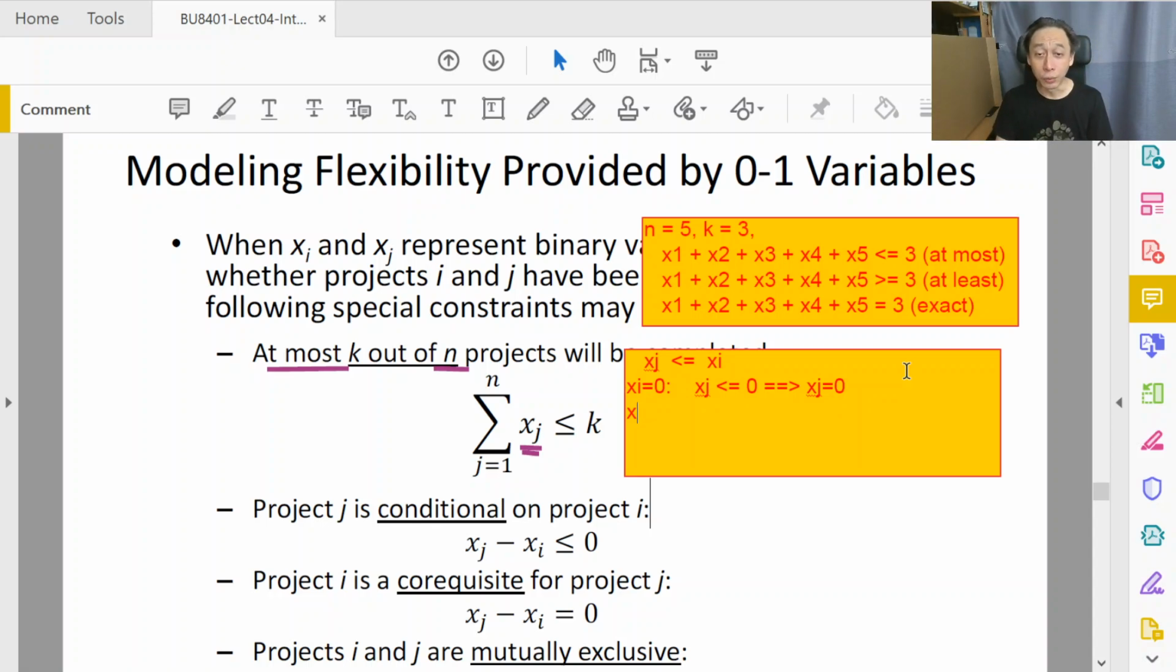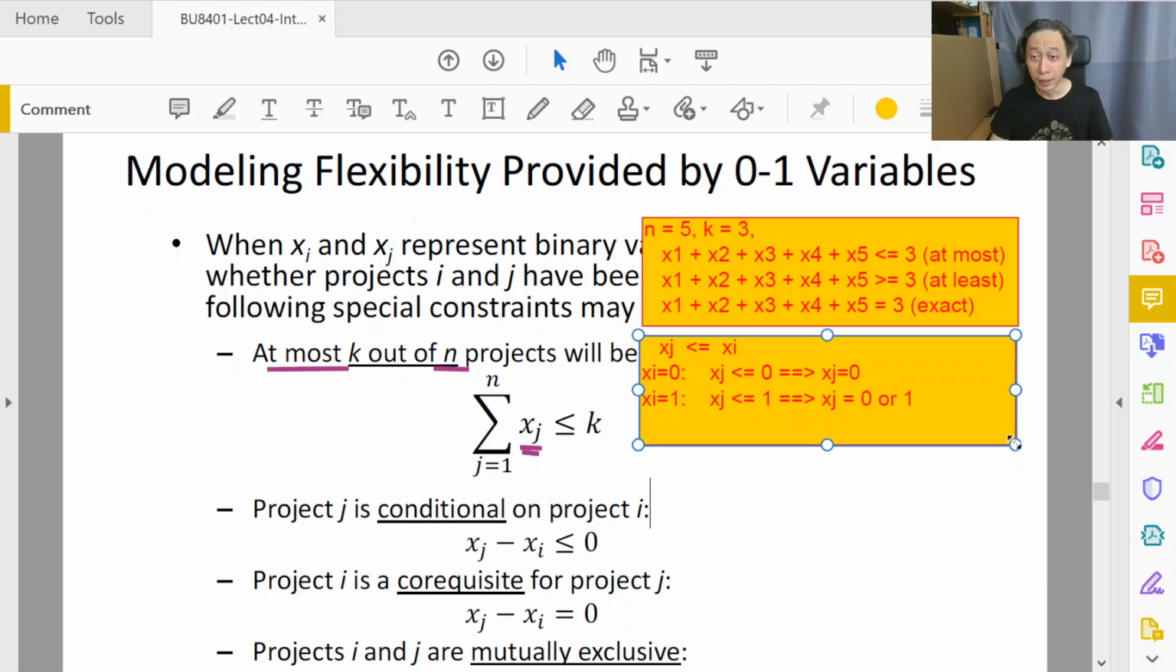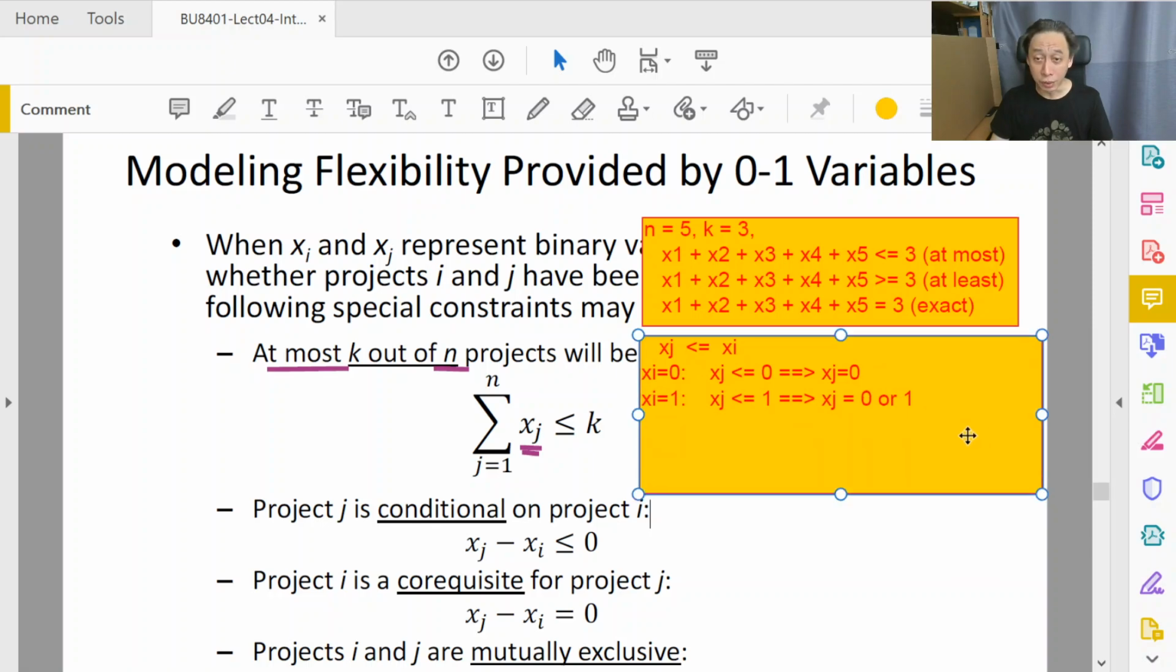But if we are doing xi because solver somehow sets it to 1, then solver must consider xj, because now xj is less than or equal to 1, and being binary means that we may or may not choose xj. So xj equals 0 or 1. That's good, right? Let me give you an example to think about how this may relate to real-life applications.